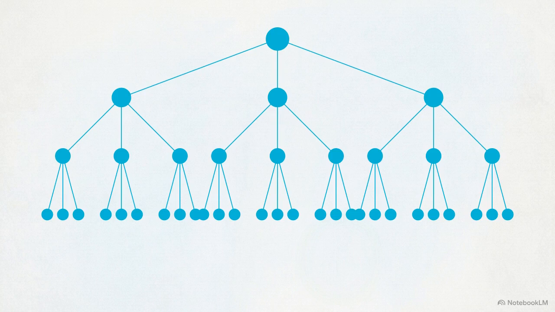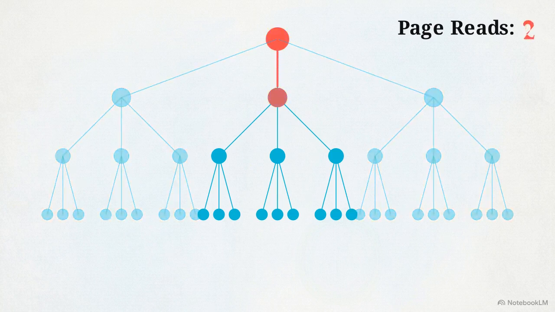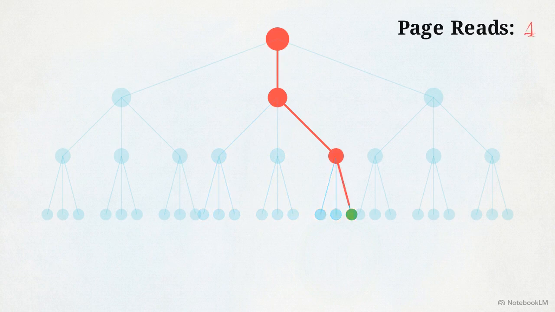To find your order, the database did not scan a billion rows. Instead, it used a structure called a B-tree, and to find your exact record, it only had to read exactly 4 chunks of data from your hard drive.